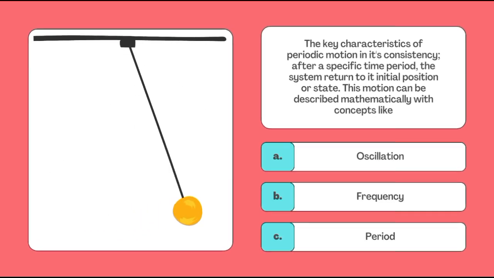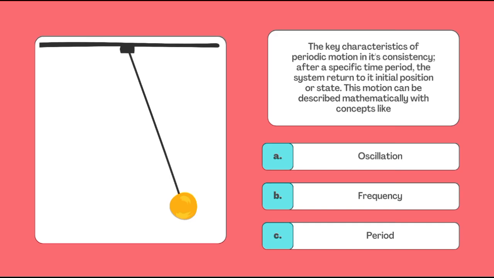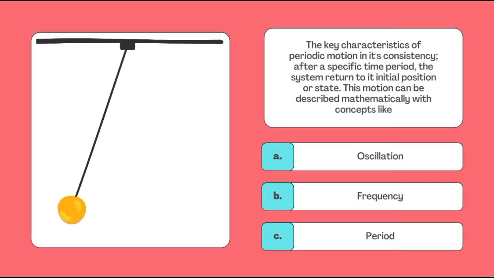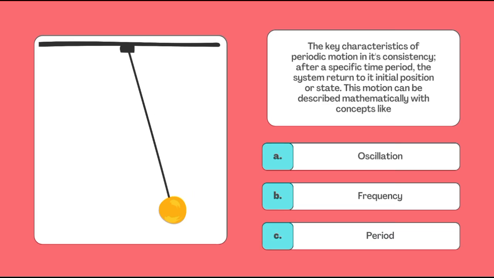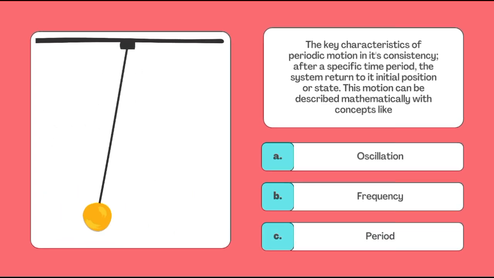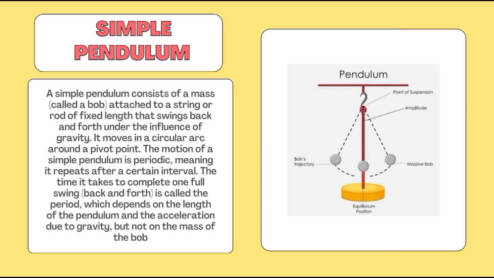Oscillation means the swing of the bob back and forth, one complete oscillation. Frequency is the number of oscillations completed in 1 second, measured in hertz. Period is the time taken to complete one oscillation. One example of this motion is the simple pendulum.